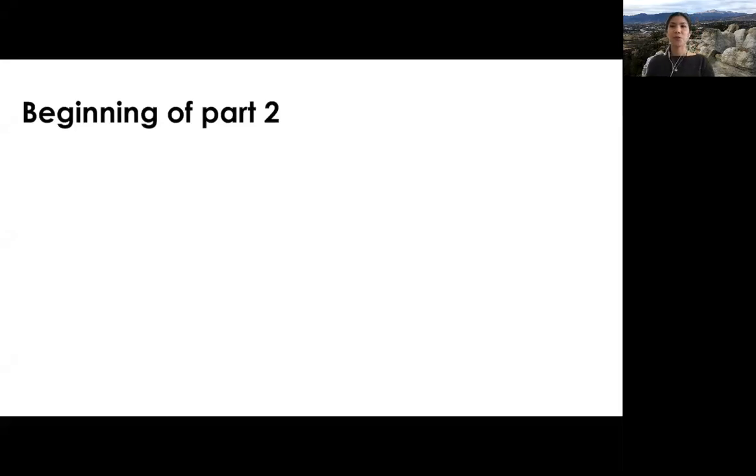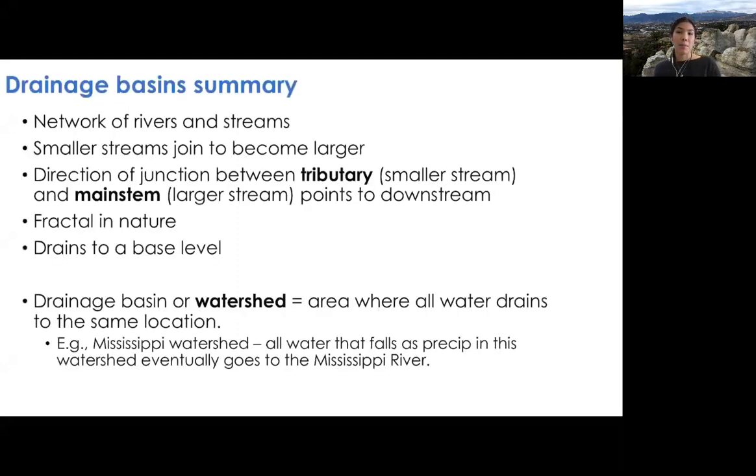All right, welcome to part 2 of the Rivers and Flooding lecture. So at the end of part 1, you contemplated drainage networks and came up with some definitions and rules for what defines a drainage or channel network. Here I've put down what some of my rules are.